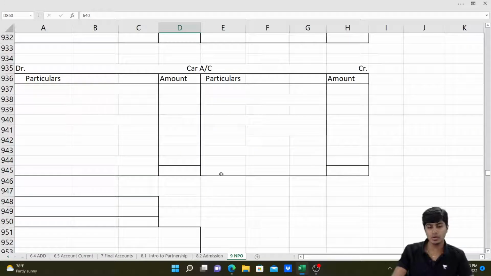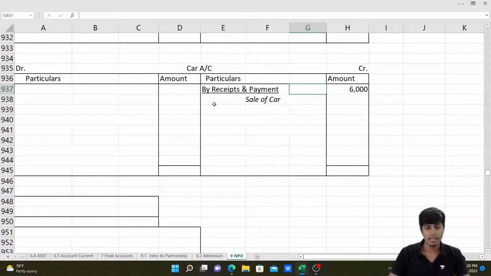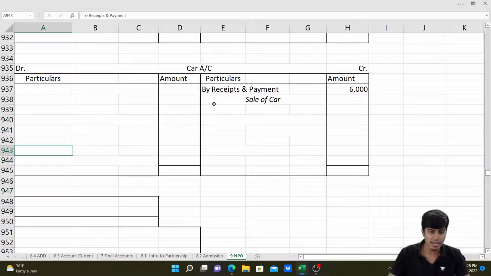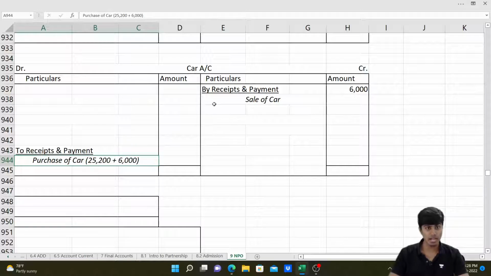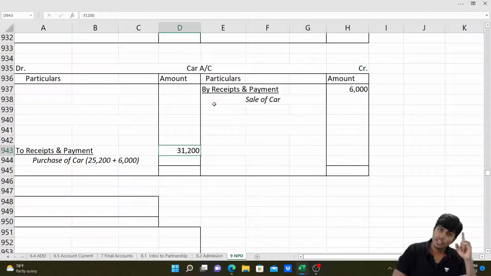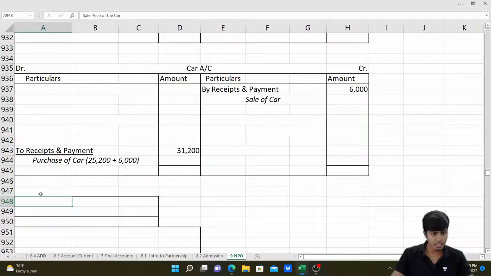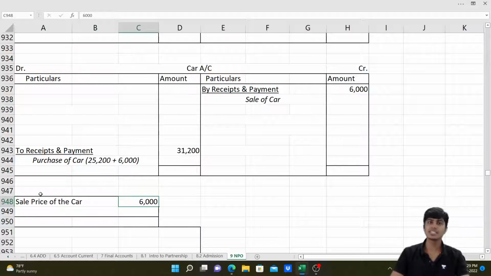I have opened the car account. In this car account, on the credit, I will write 'by receipts and payment, sale of car' 6,000, and on the debit I will write 'to receipts and payment, purchase of car' 25,200 plus 6,000, 31,200. I'll write them separately and not as one. And what we need to be very cautious and aware of here is that we have sold a car. When we sell a car, there might be a profit or loss arising on the sale, which has to be accounted for. So I would write here that the sale price of the car is 6,000.